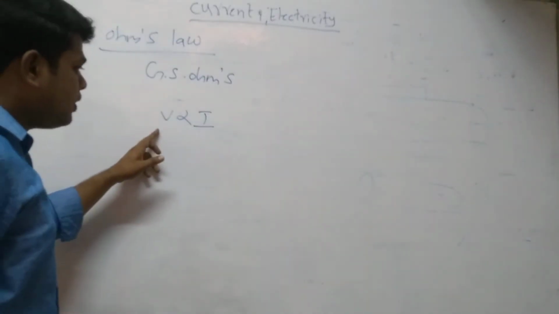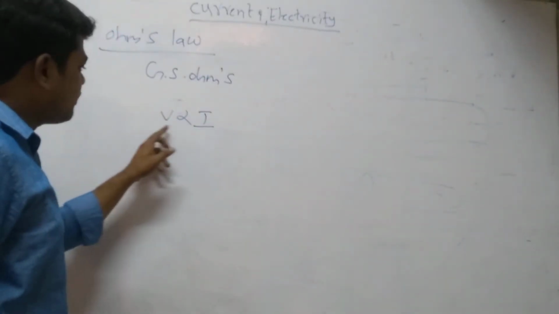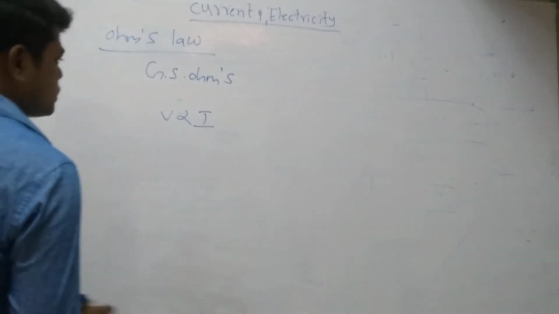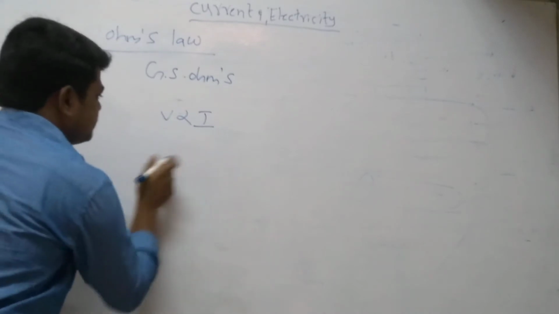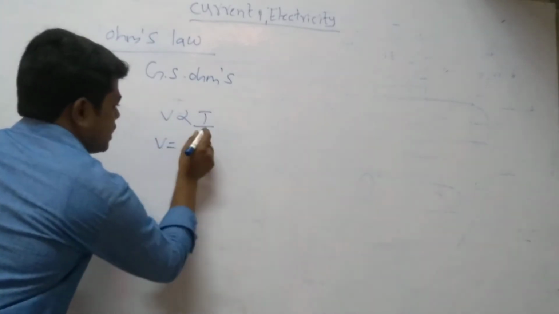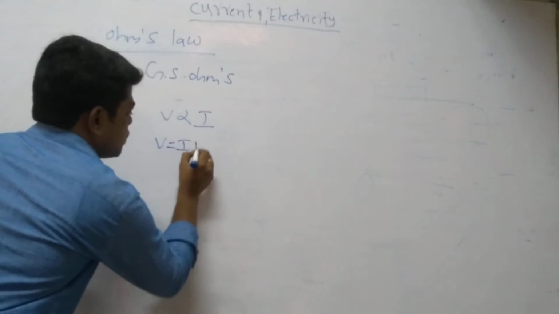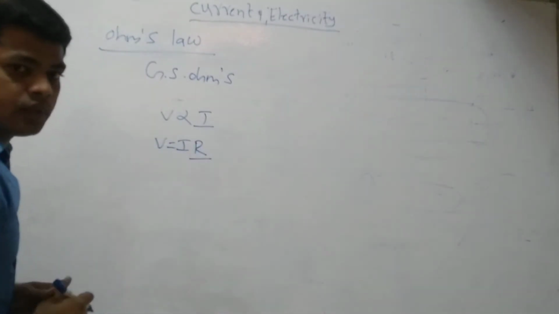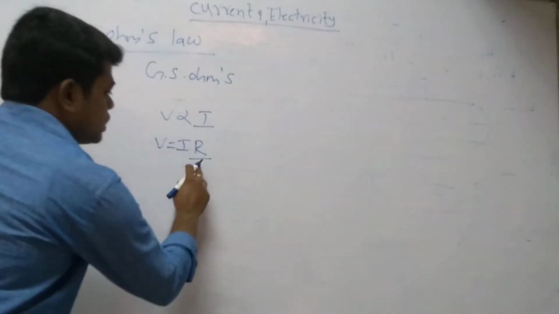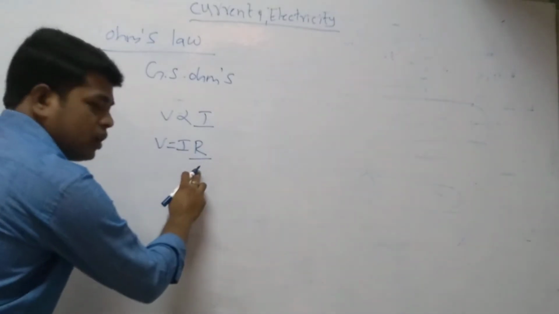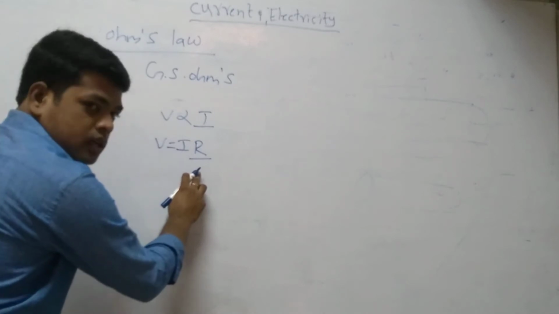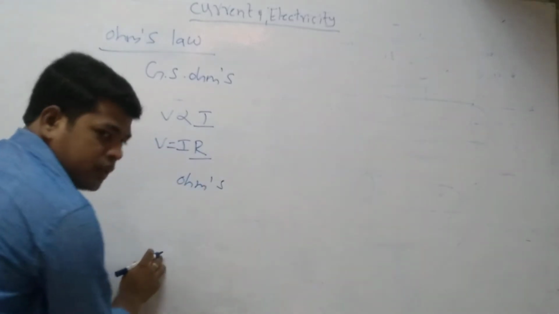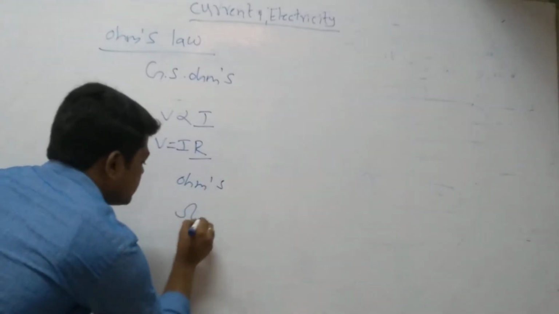Nothing but V is proportional to I. Here V is the potential difference and I is the current. To write it in equation form, V proportional to I will become V is equal to IR. Here R is the resistance. The SI unit of resistance is ohms, denoted with the ohm symbol like this.